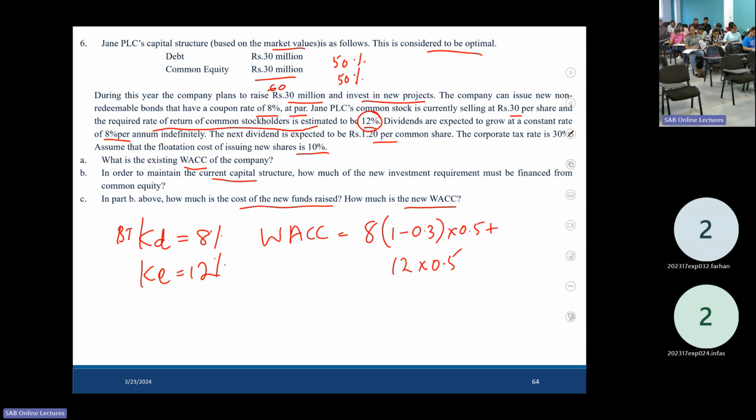Part B. In order to maintain the current capital structure, what is the current capital structure? 50 on equity, 50 on debt. How much of the new investment requirement must be financed from the equity capital? There is a new investment requirement. During this year, the company is planning to raise 30 million for a new investment project. In order to maintain the current capital structure, 50-50 equity and debt, how much should they raise from the equity capital?